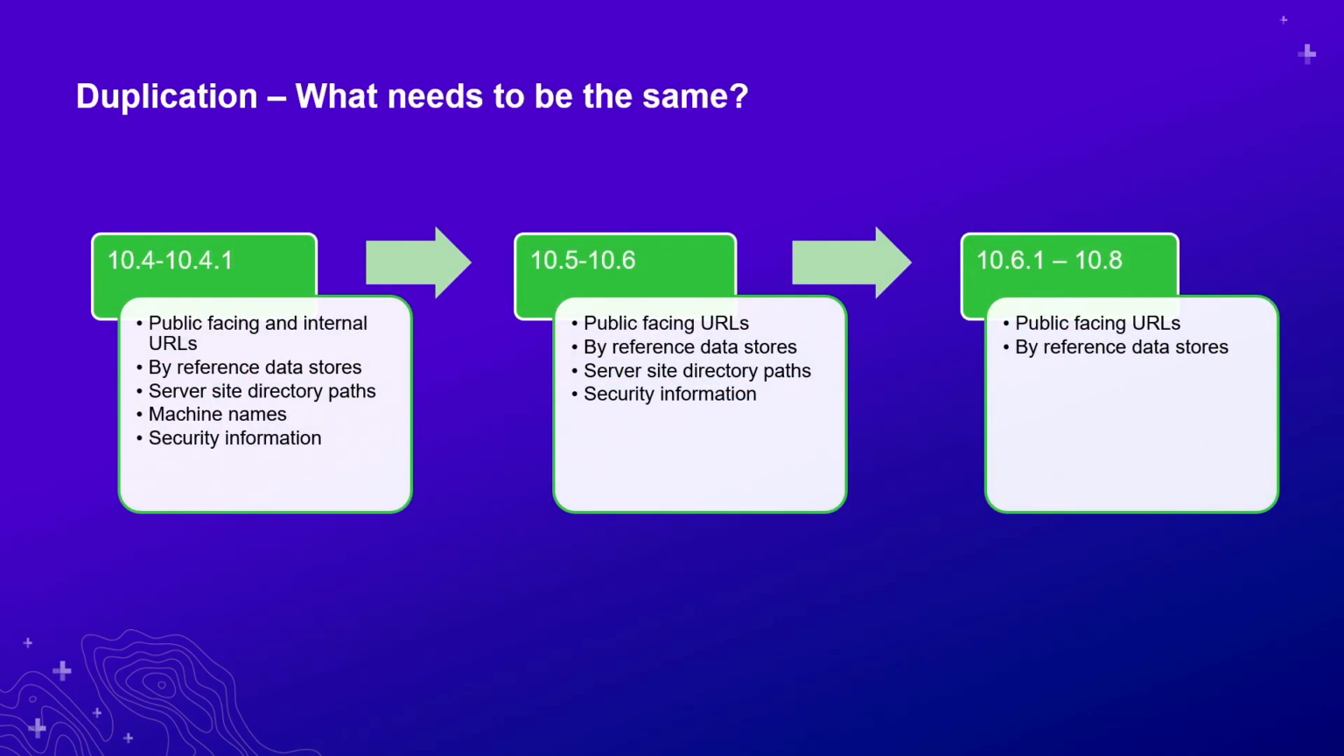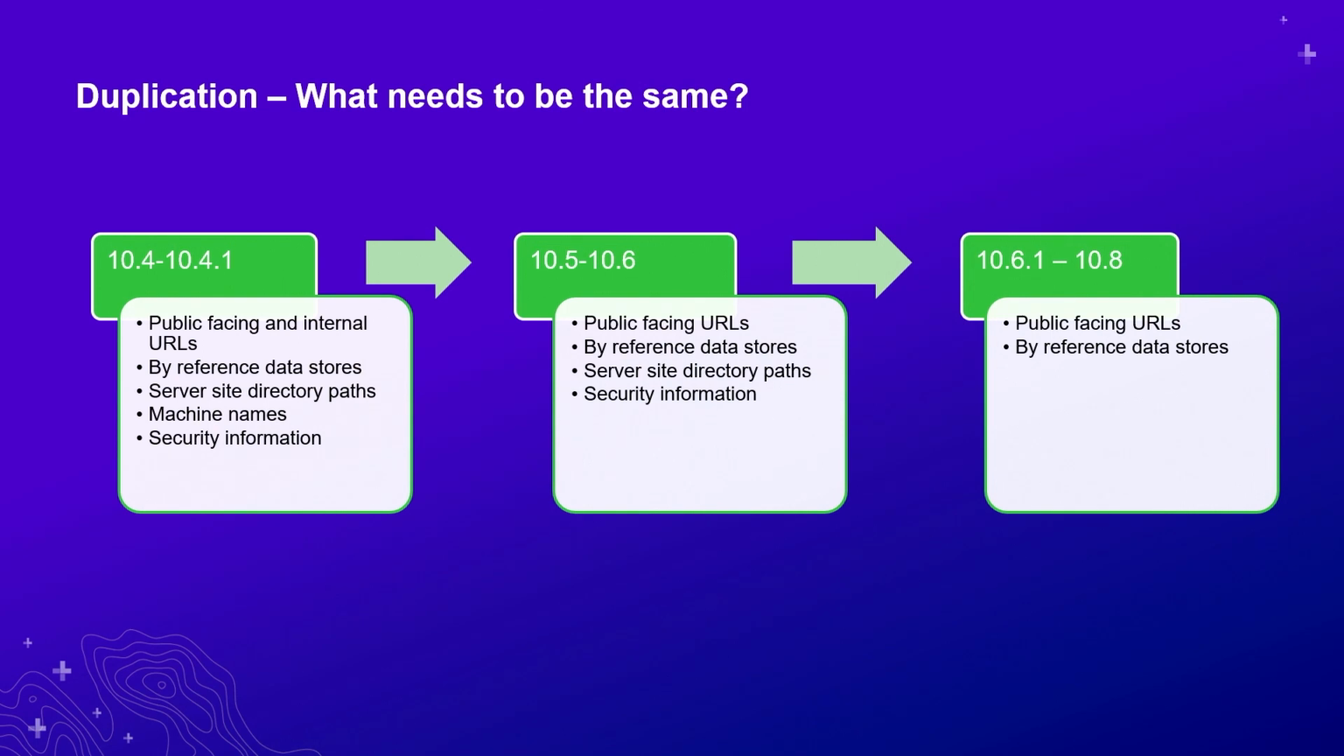So it's important to highlight what needs to be the same between your primary and standby data centers. Starting at 10.4 with the introduction of the DR tool at 10.4.1, everything had to be the same. This was the public-facing and internal URLs, so the client-facing URLs and the administrative URLs had to be the same. By reference data stores, server directory paths, machine names, security information, all of this had to be the same.